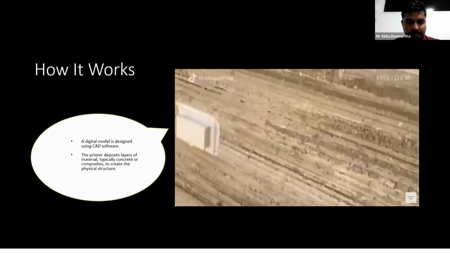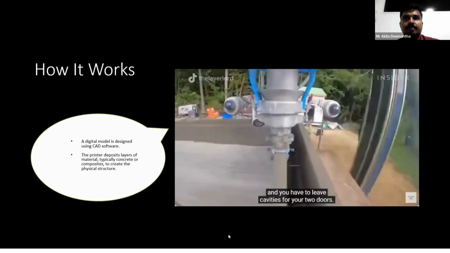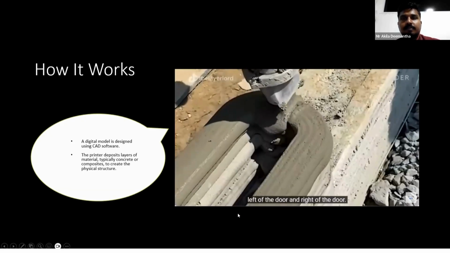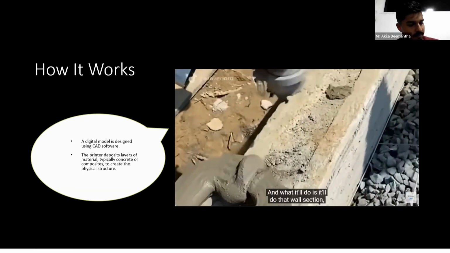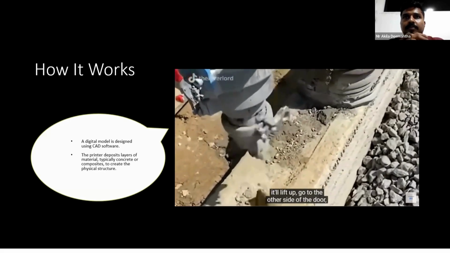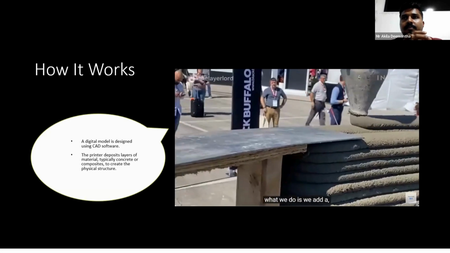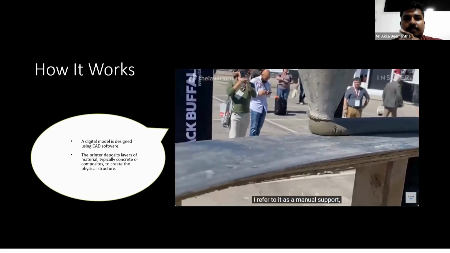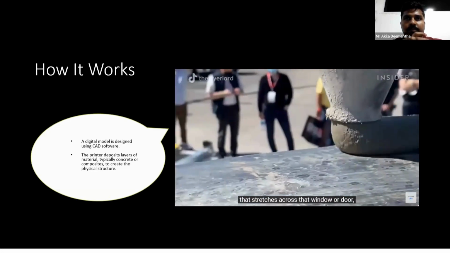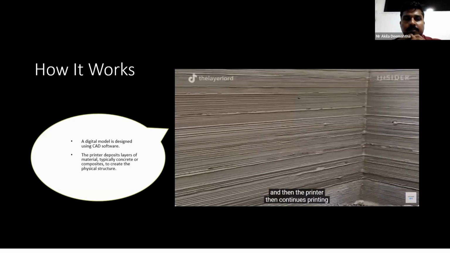You're doing the house and you have to leave cavities for your two doors. What happens is it kind of splits that house into two wall sections, left of the door and right of the door. And what it'll do is it'll do that wall section, lift up, go to the other side of the door, and complete that other wall section. And then once you're at the top of the door, we add what I refer to as a manual support. We add a steel lintel that stretches across that window or door, and the printer then continues printing directly over top of that system.